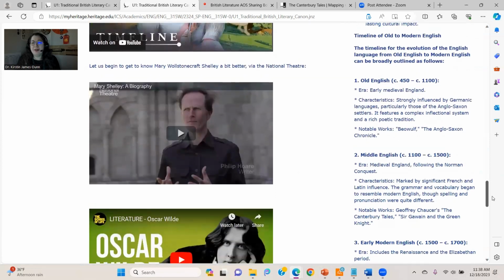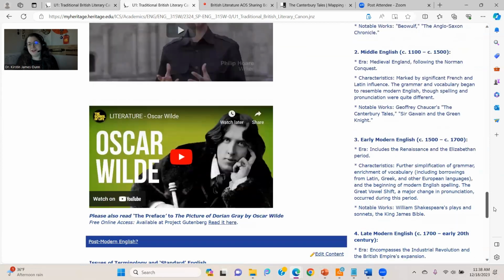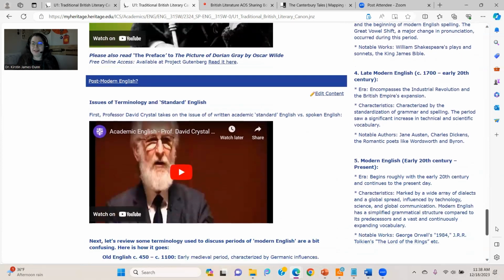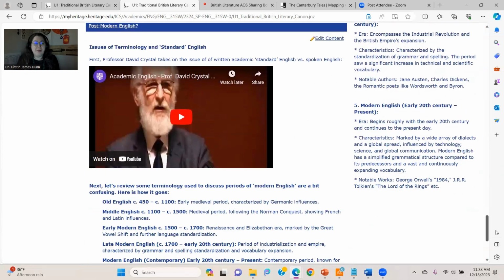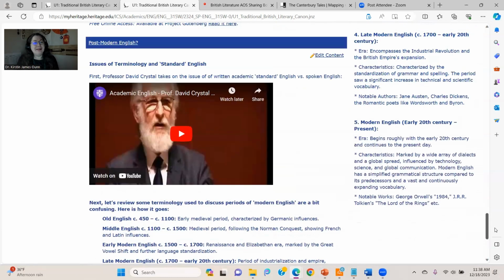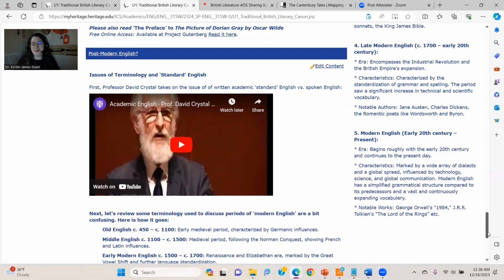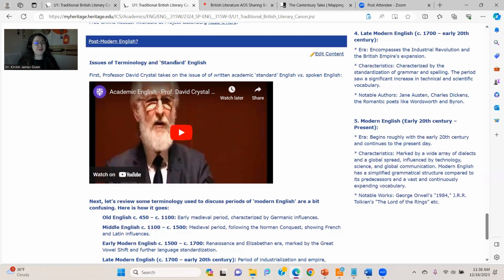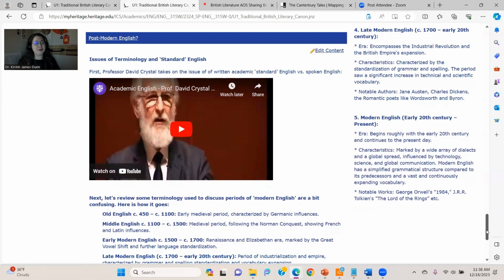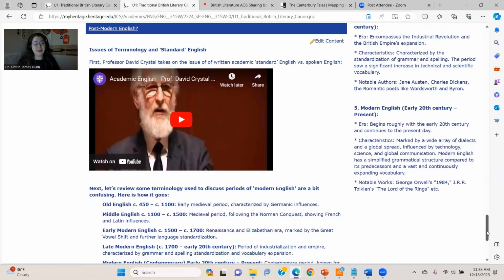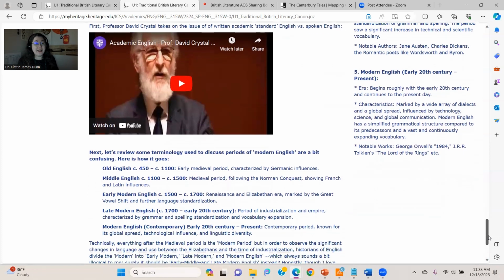The timeline, we have Old English, Middle English, early modern English, late modern English, and just modern English, we tend to call it. Now, why is this confusing? Let's move over to our postmodern discussion of English. I would argue that we're in a postmodern state of English culture and language. But to start us off, there'll be a little discussion that you'll need to watch of Professor David Crystal talking about language and the difference between actively commonly used language and academic prose. Then let's actually look at this.